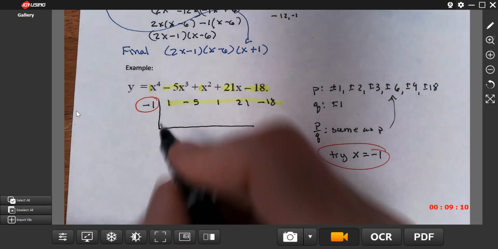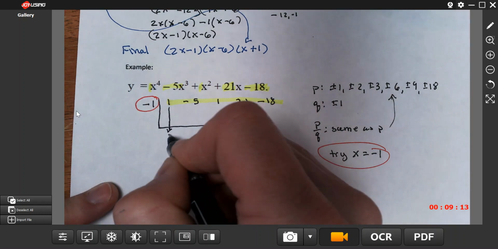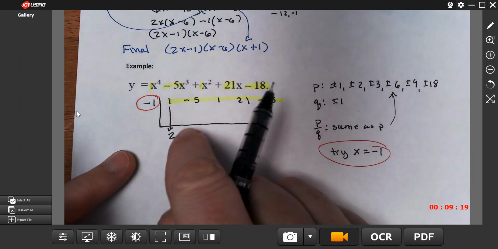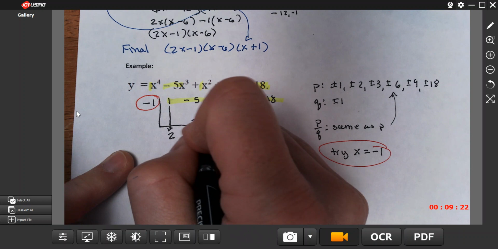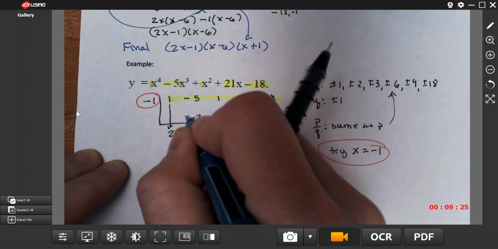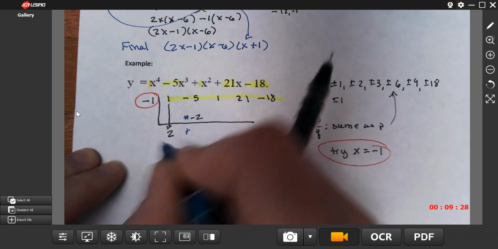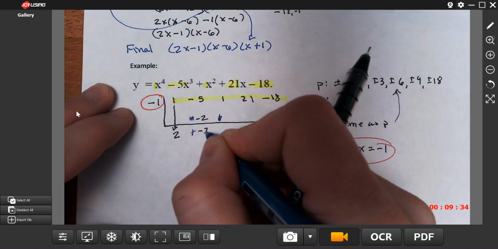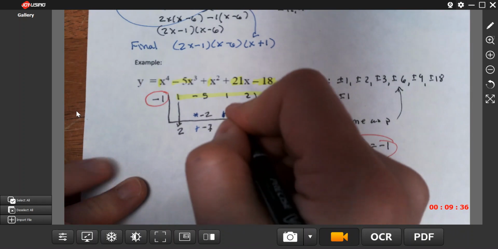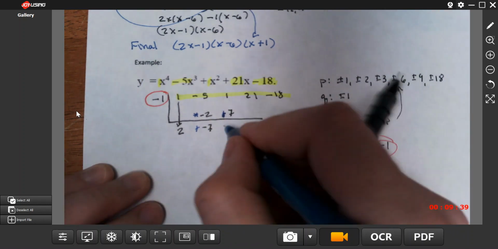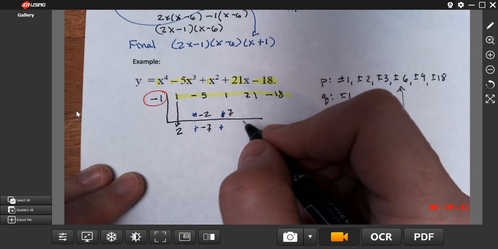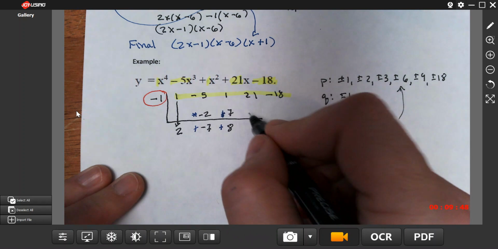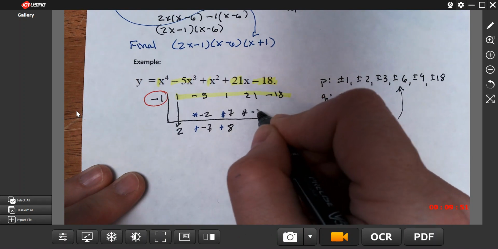Alright, and then the next thing I do is I bring down that first coefficient, so I bring that down, and then I multiply 2 times negative 1, and that goes here. So I multiplied to get that, and then I add negative 5 and negative 2 to get negative 7, and then I multiply negative 7 times negative 1 to get positive 7, and I add 7 and 1 to get 8, and then I multiply 8 times negative 1, multiply to get negative 8.